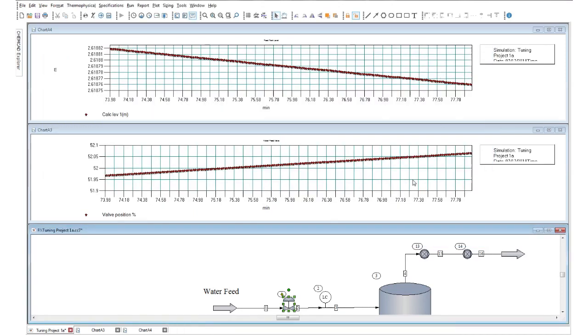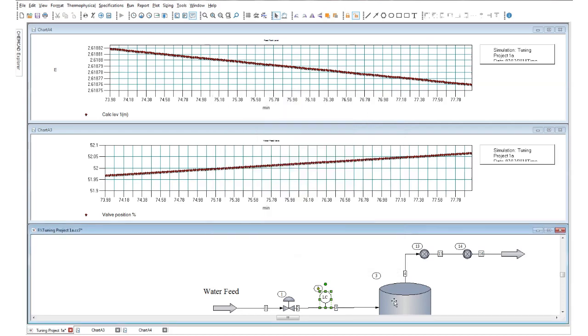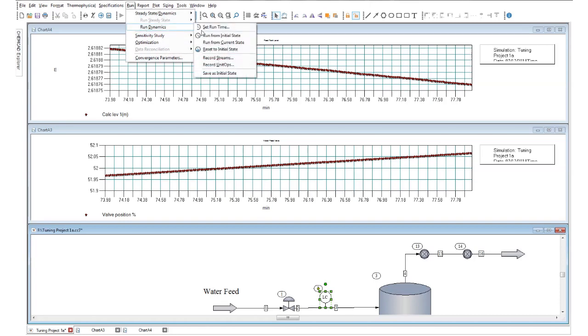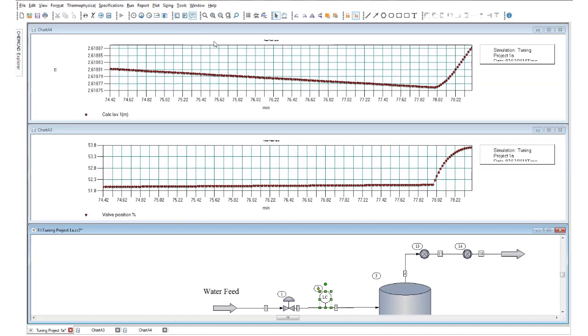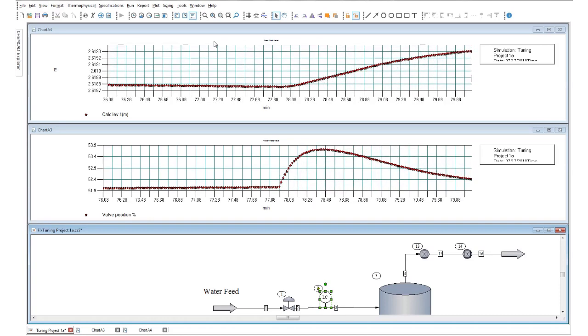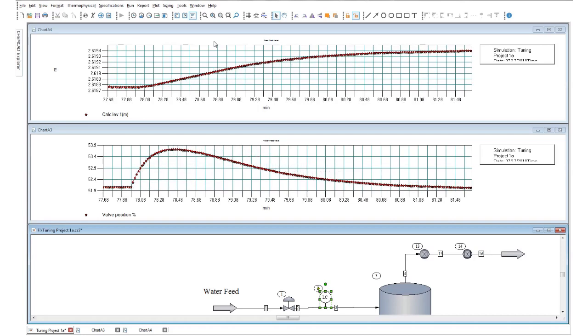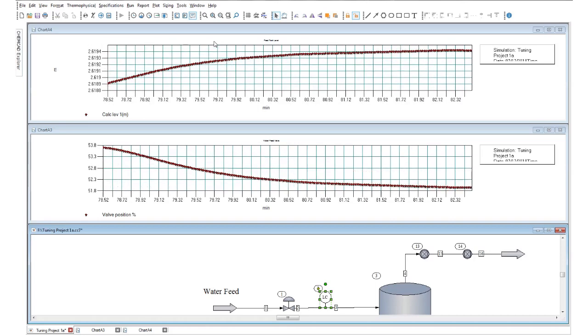So at this point, what I'm going to do is let's try a little bit smaller proportional band. I'll go 0.5 and click on run dynamics, run from current state, and see what's going on with this now. Okay, see if I get that oscillation period to happen again.